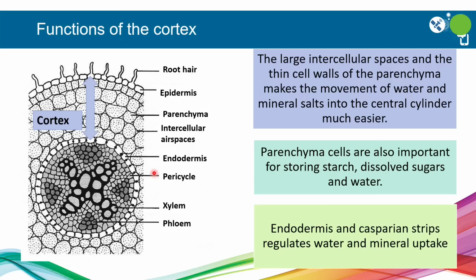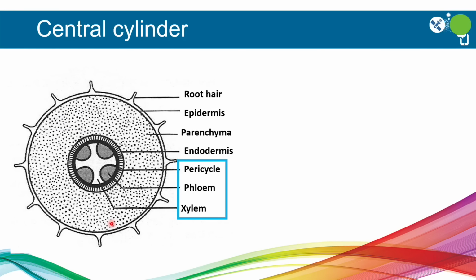Okay, and then we have our endodermal layer. We can see the black dots there. Those indicate our Casparian strips. And then we reach our pericycle of the root. This is the darker band that we see just before we get to our vascular tissue, which is our phloem and our xylem. Now, a lot of grade 10s struggle with remembering what is xylem and what is phloem.